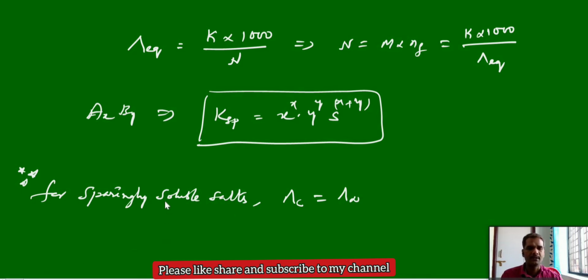And these are the four applications of Kohlrausch law. First one, determination of the weak electrolyte's infinite dilution molar conductance or equivalent conductance, and second one, degree of dissociation, third, dissociation constant, and the fourth one, solubility and solubility product.